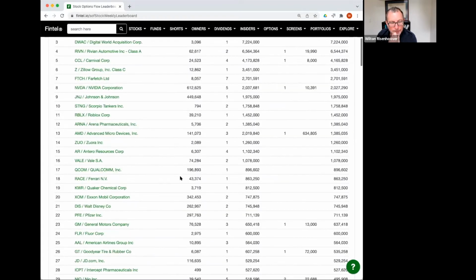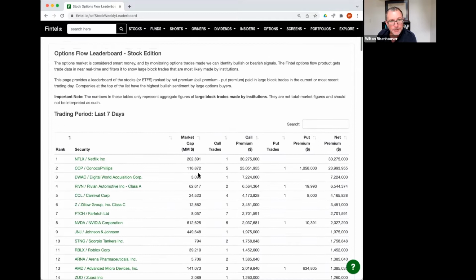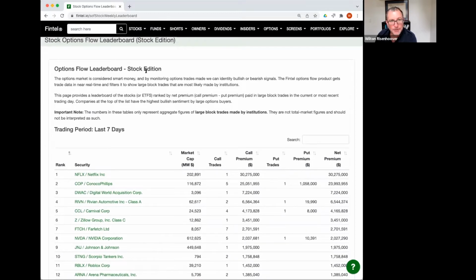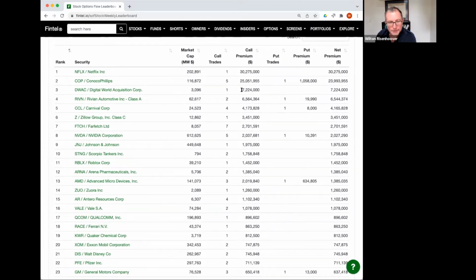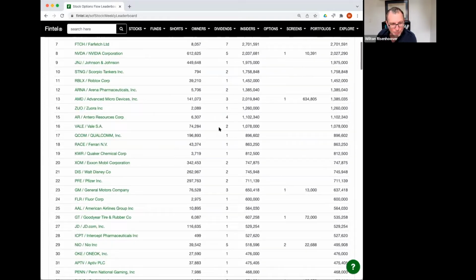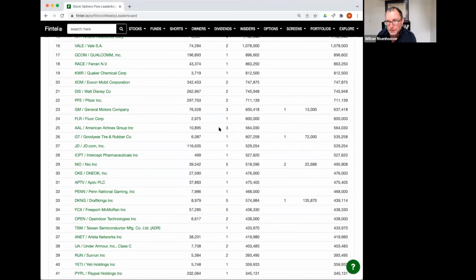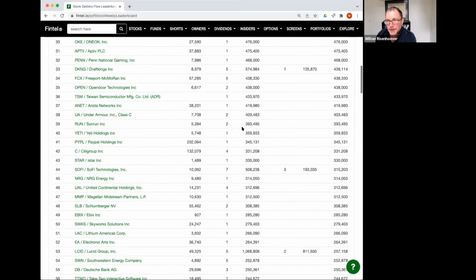And this page right here, the last 7 days for the stock options flow leaderboard, is probably one of the most valuable pages that we have for predicting future price movements, because this is really focused on options. Options markets are considered to be the smart money, and we're looking at large block trades of over 1,000 contracts. So it's going to be institutional money that has a lot of budget to do research, and they're actually putting a lot of money on the line here.